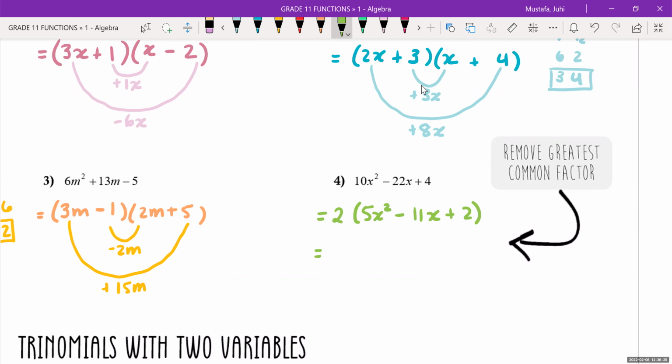Go ahead and try this one yourselves, and then check to see if you got it right with me.